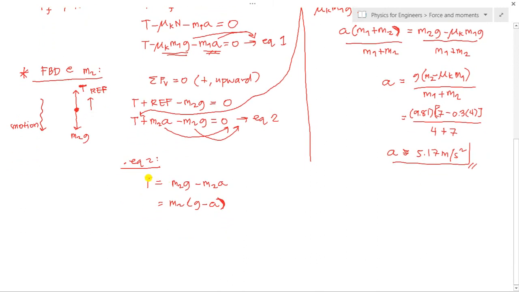So here, mass 2 is 7 kilograms multiplied by G, which is 9.81, minus the value of our acceleration, equivalent to 5.17, an approximate value. So our tension is approximately equal to 7 multiplied by 9.81 minus 5.17. The answer is approximately 32.48 newtons. So this would be our answer.